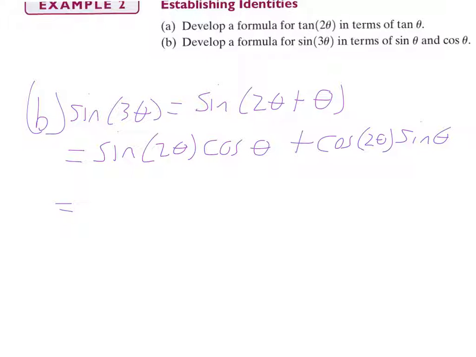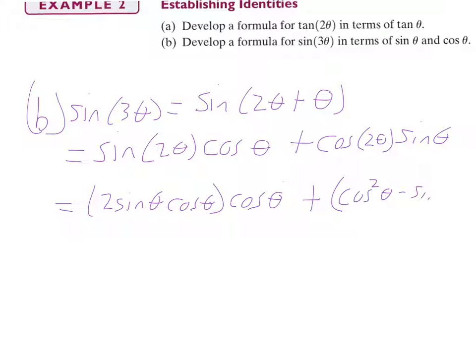So sine of 2 theta is equal to 2 sine of theta times the cosine of theta multiplied by the cosine of theta plus cosine of 2 theta. Depending on which formula you use, you could use cosine squared minus sine squared times the sine. So that's equal to 2 times sine times cosine. Just if you multiply in, that'd be 2 sine of theta. Now cosine times cosine would be cosine squared.